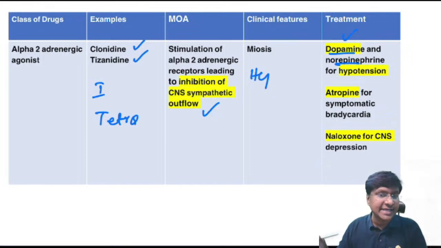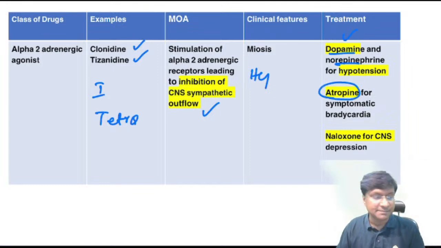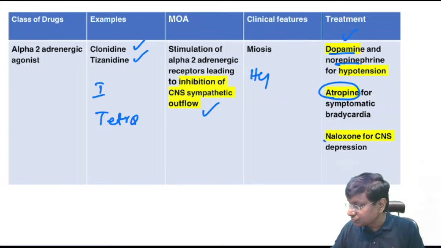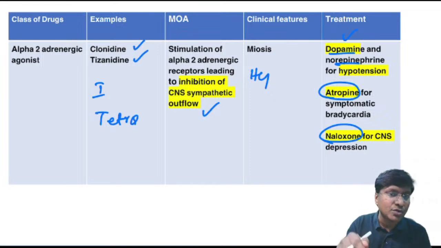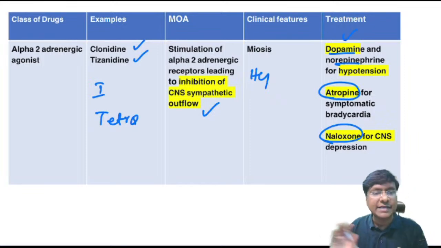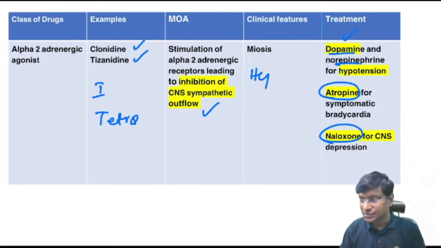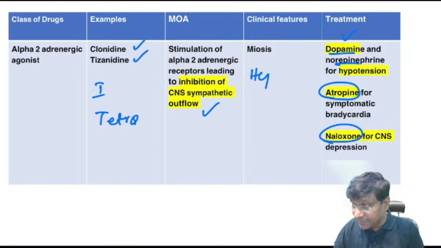Because these drugs inhibit central nervous system sympathetic outflow, there can be development of bradycardia, for which we give atropine. The other drug is naloxone. Why? Because clonidine overdose or tizanidine overdose can cause CNS depression, and for that CNS depression we give naloxone. Very good, Harsh.